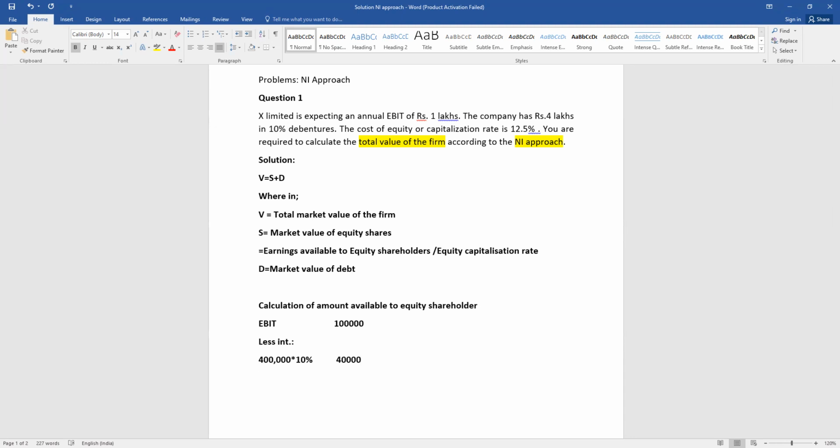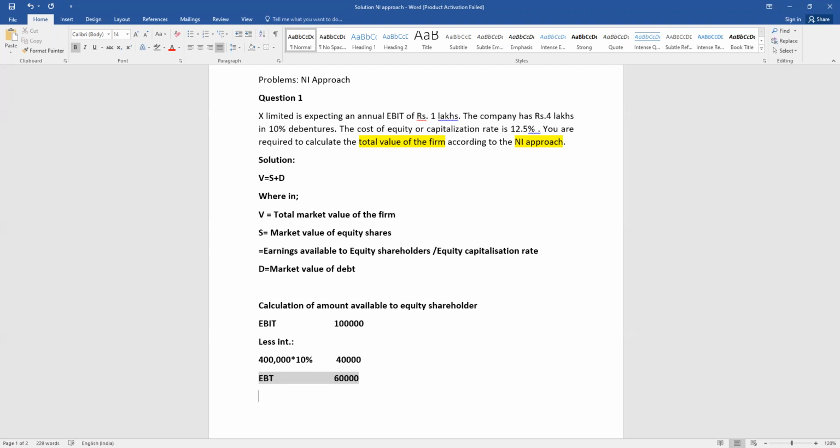So this becomes your what? EBIT minus interest will give you EBT. So EBT is how much? 1 lakh minus 40,000 is how much? How much is your EBT? 60,000. So your EBT is 60,000 now.